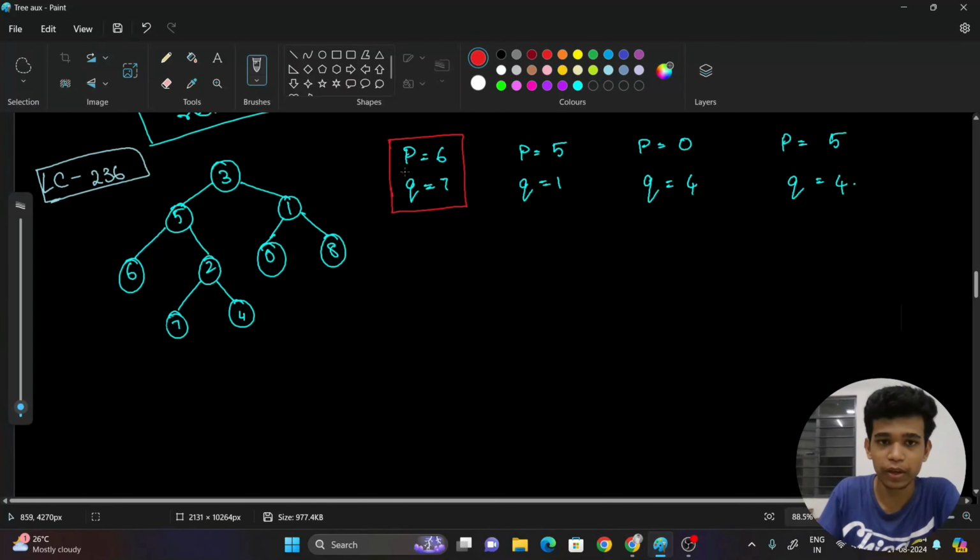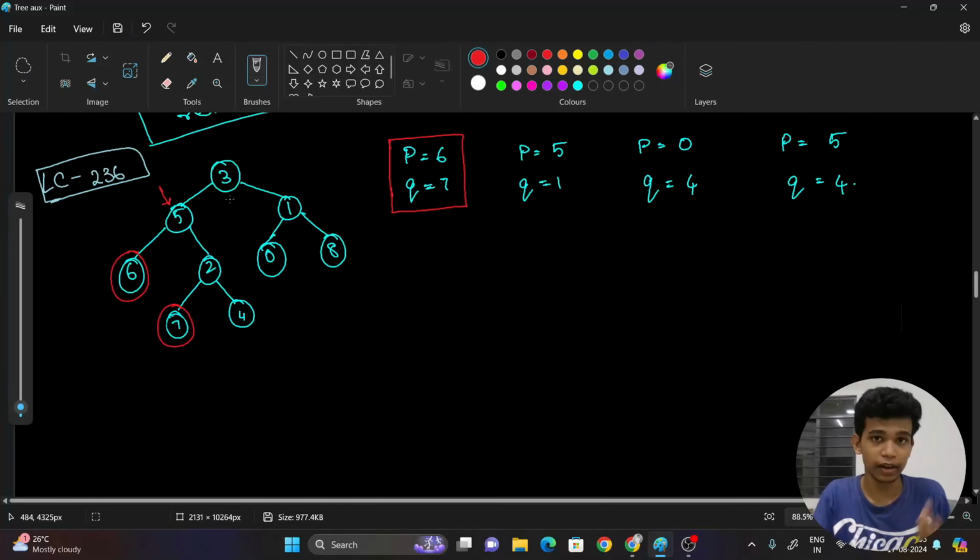So if I give you P and Q as 6 and 7, where is 6? 6 is here. Where is 7? 7 is here. So I can say the lowest common ancestor is this 5, right? You may say that this 3 is also a common ancestor, because from this 3, both 6 and 7 can be reached. It means they are descendants of node 3. Now, what about node 5? This 6 and 7 are also descendants of 5.